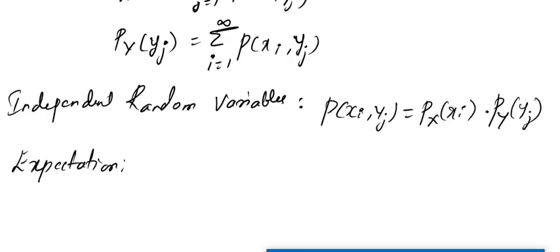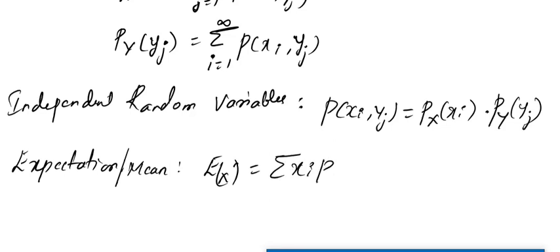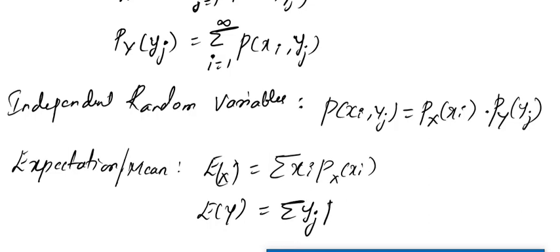Next definition is expectation. In probability, expectation is nothing but the mean. If you are finding the individual expectation of x and expectation of y, you can also write it as mean. The expectation of x, that is E of x, can be written as summation xi into Px of xi. If you are finding for y, the expectation is summation yj Py of yj. It is the same as finding the mean.